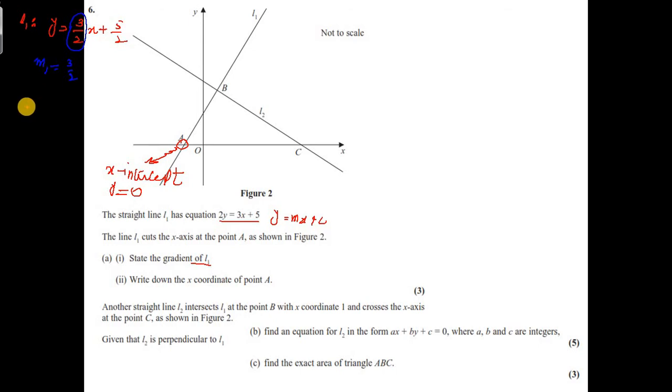So if you put y equal to 0, that means 2 times 0 is equal to 3x plus 5, and x is equal to 5 by 3. And if you send the minus to the other side, it's minus 5 by 3. This is the x-coordinate. That means the coordinate of A would be equal to minus 5 by 3 comma 0.